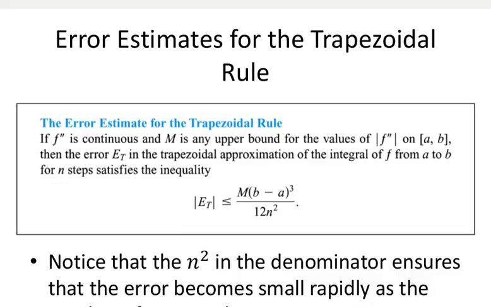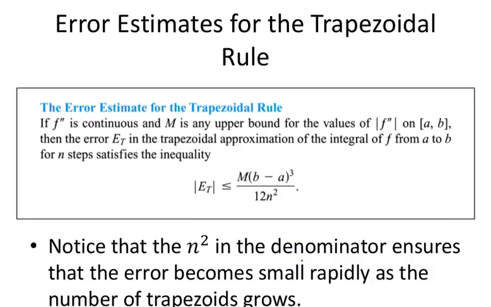Let's look at these error estimates. For the trapezoid rule, as your number of partitions grows, the error is reduced by n squared. You have an n squared in the denominator. So if you have 10 intervals, your error is being divided by 100. If you have 100 partitions, your error is divided by 100 squared. What is that? 10,000. So as your number of partitions grows, the error becomes very, very small, very, very rapidly.